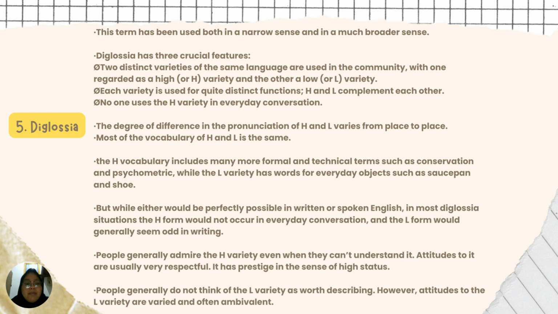People generally admire the H variety even when they can't understand it. Attitudes to it are usually very respectful. It has prestige in the sense of high status. As I say, it is used a lot in formal agenda. People generally do not think of the L variety as worth describing. However, attitudes to the L variety are varied and often ambivalent.